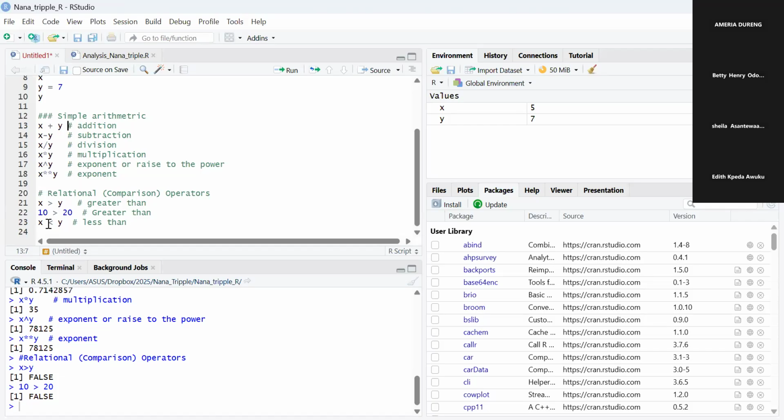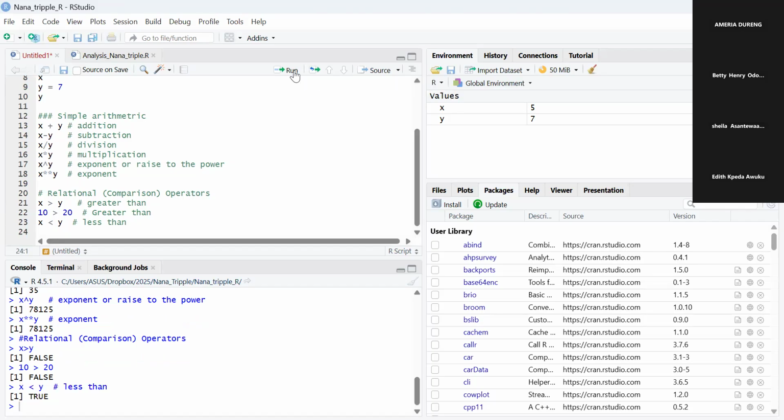So X is less than this, and you run. Is it true? I say it's true. You can use the normal figures, however you program it. And please, it's important that you know that you can change characters into numbers so that it makes it easier.